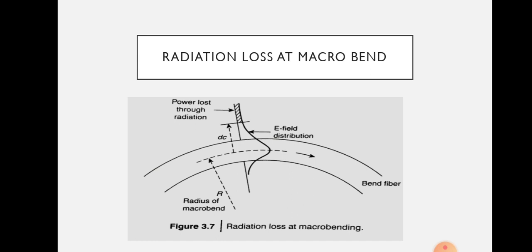And the figure shows a radiation loss at macrobending. You can see a portion of a fiber is bent, and here the radius of the bend is shown, and also the electric field distribution of the light wave is shown. You can see that the electric field has escaped outside the fiber material. So that means that power is lost through radiation. Okay. So when the bending radius is lesser, it goes to a higher bending, and as a result the power lost through radiation will be high.